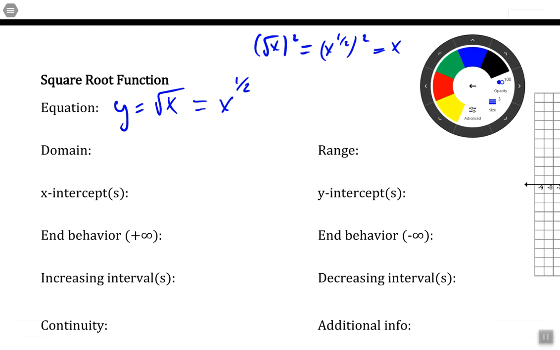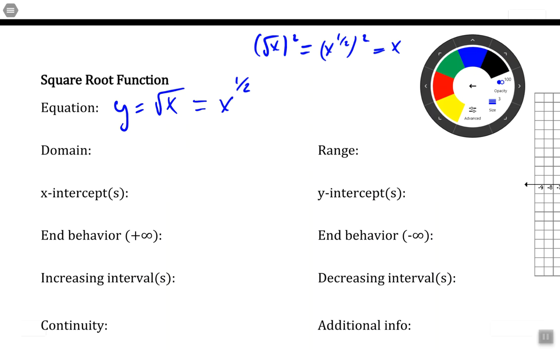So all of the roots are a fraction. A square root is the root for square, so that means it's 1/2. A cube root is 1/3. It's how we undo a cube. If we want to do a fourth root, it undoes a fourth power, right?